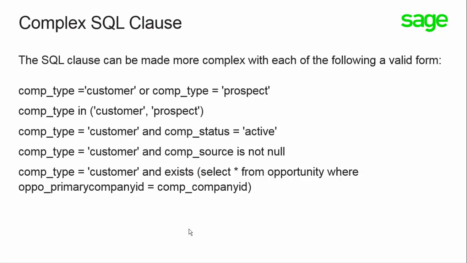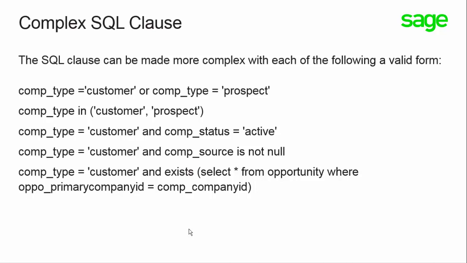The comp type, as an example, is customer, and another field like status is active as well. So you've got two conditions being applied there. You can also look for null values as well. All these are in the form of a predicate, and the predicate can include a subselect as well.